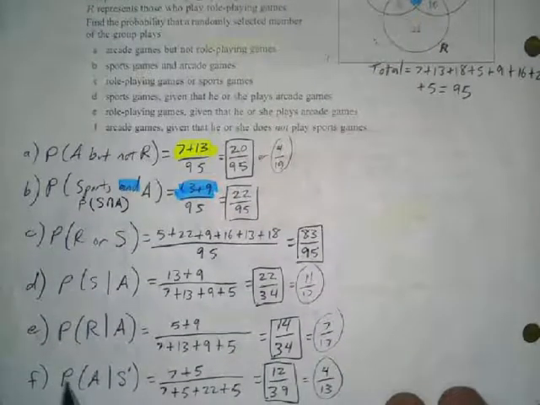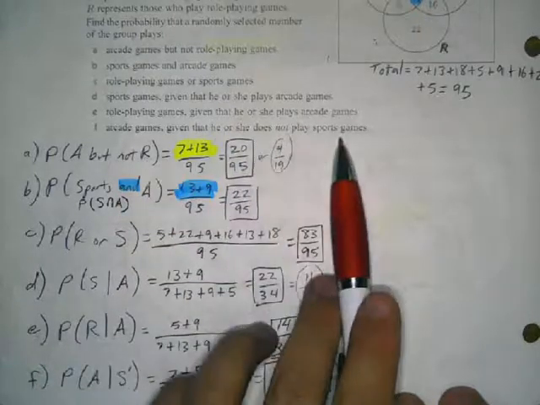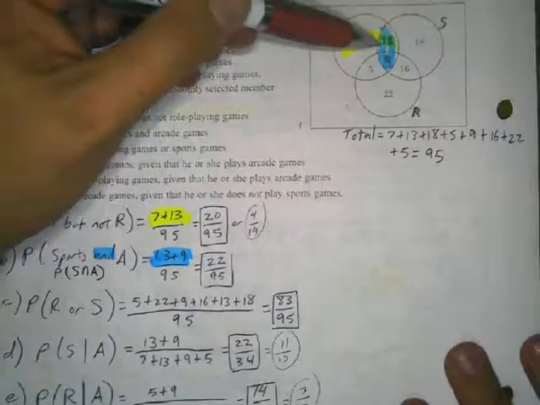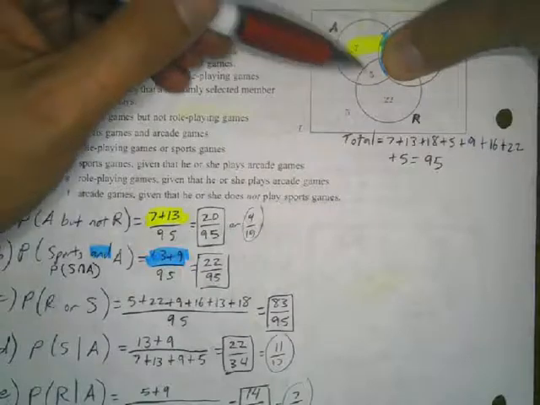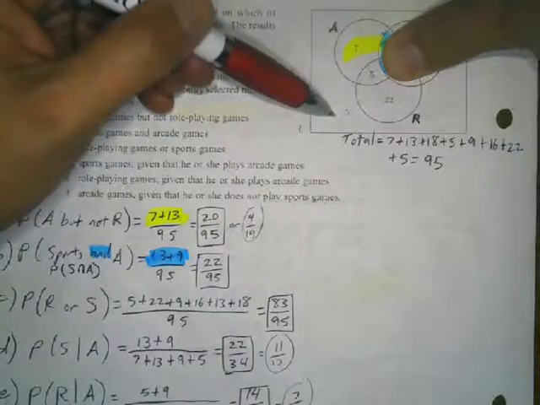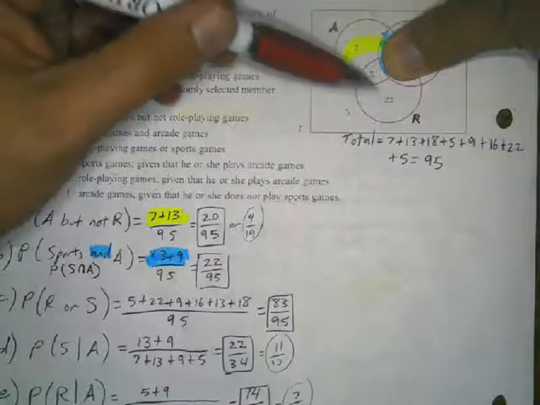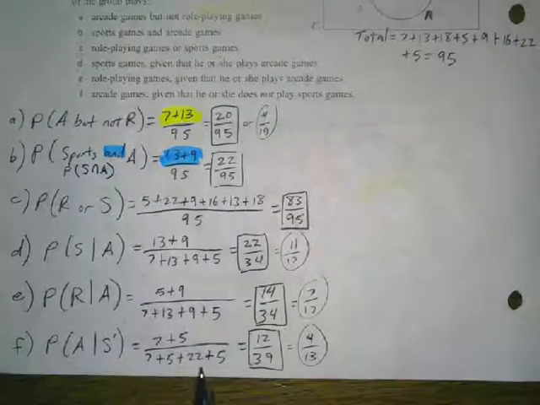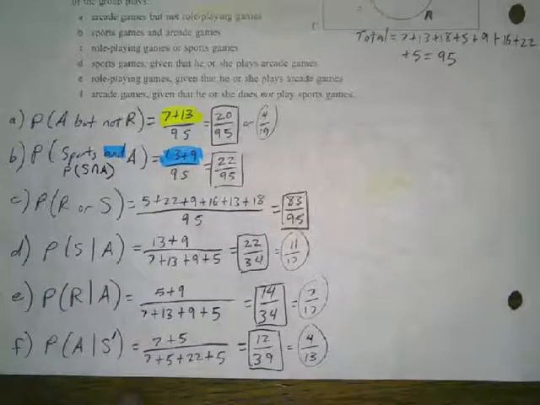Okay, last question, F. The probability that a person does arcade games given that they don't play sports. So here, given that they don't play sports. So here's the sports circle. So anything outside of there is 7, 5, 22, and 5. So my denominator is all the non-sports playing people, 7, 5, 22, and 5. And you can see that I have that here. And I've written a little prime here to indicate not playing sports.